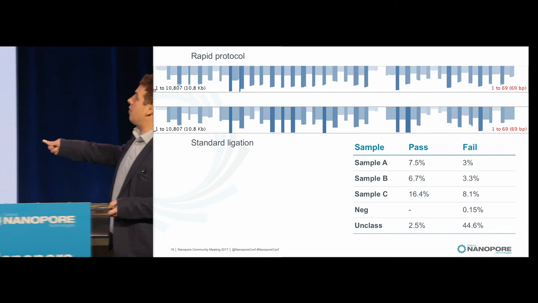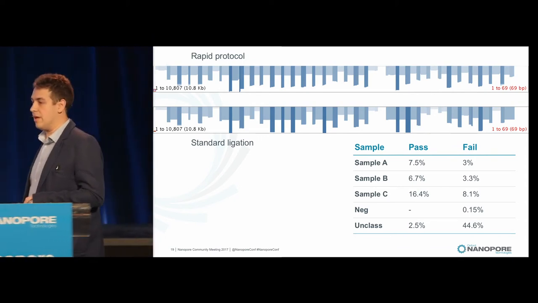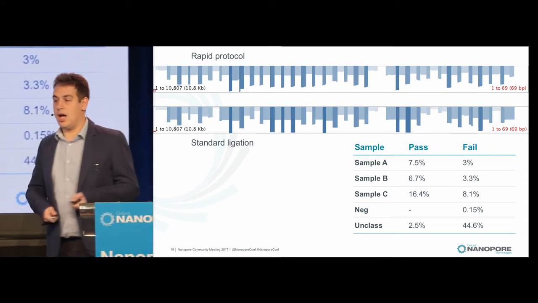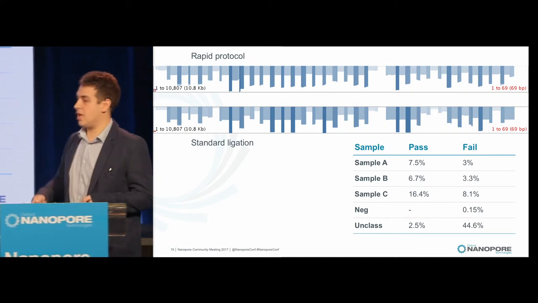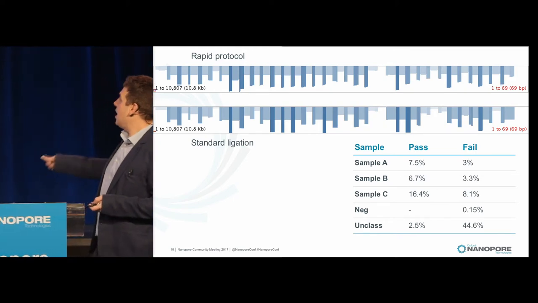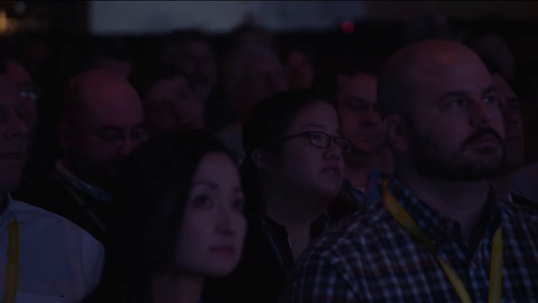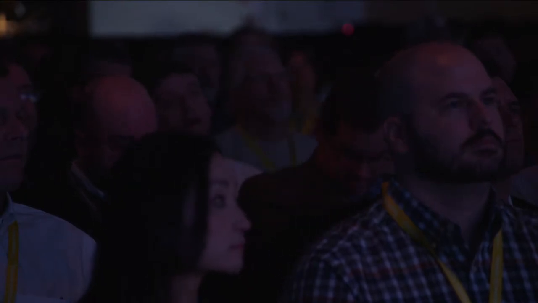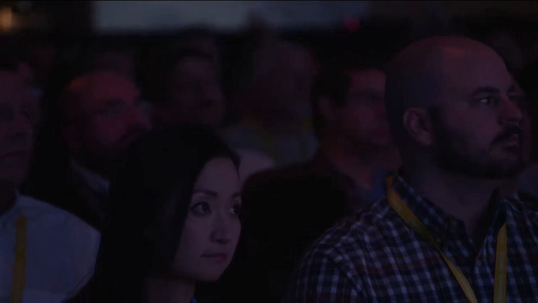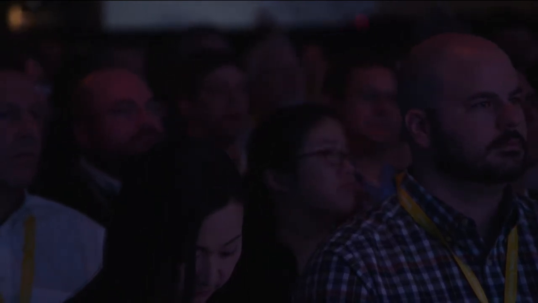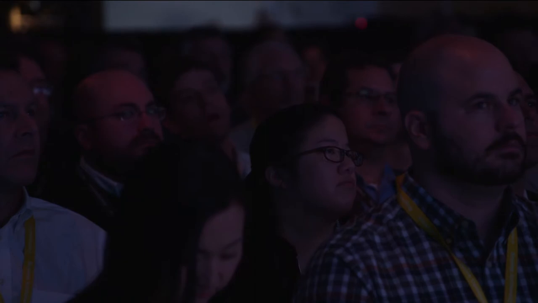Just to show you that the rapid protocol and the standard ligation protocol give materially quite similar coverage plots. This is normalized amplicon data. And for putting in four samples, including a negative control, these are the kind of rates of recovery. Not amazing, but good enough for this kind of work. So we're getting to a system.